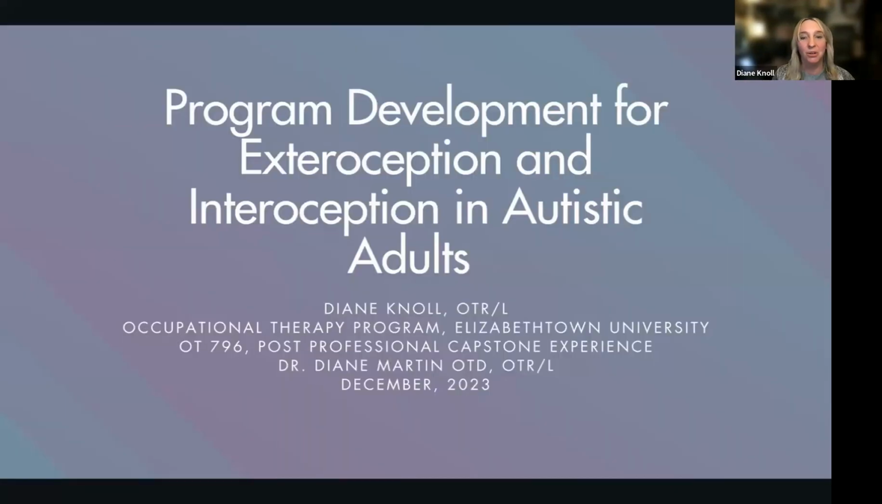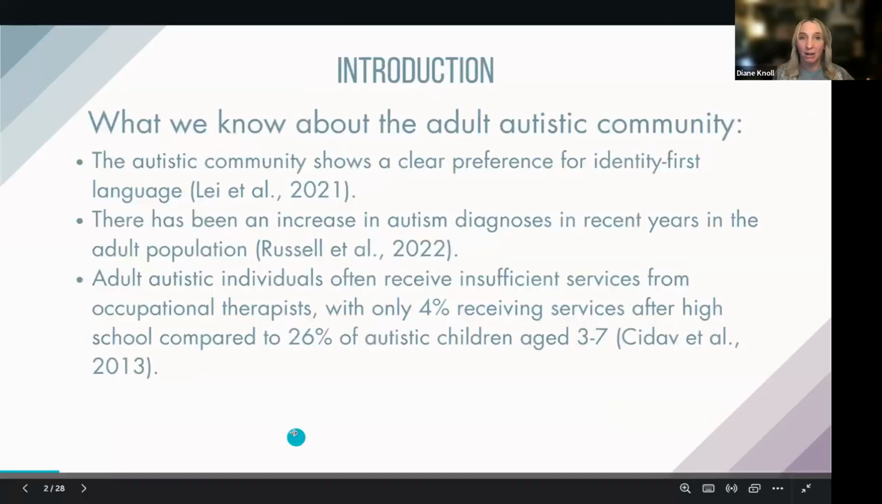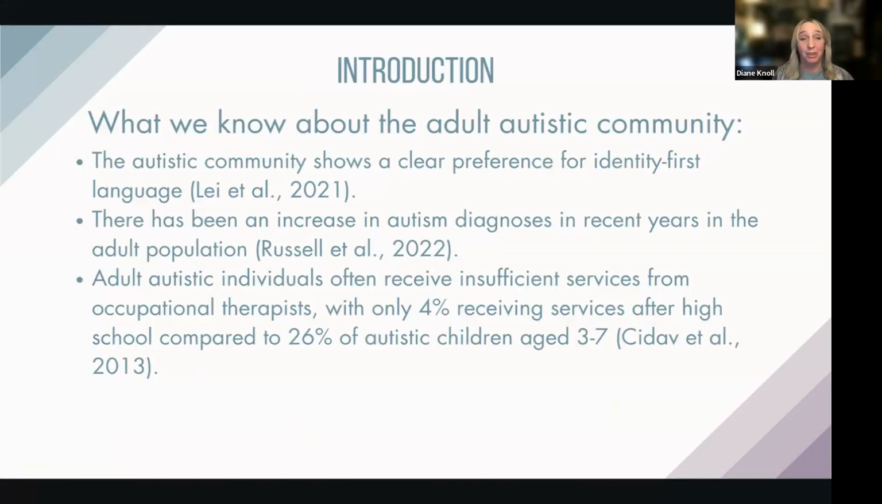Okay, so starting with what we actually know right now about the adult autistic community, the most important thing I think is knowing that they have a clear preference for identity first language. You'll see that a lot on social media. They prefer to be called autistic. So for that sake, I have referenced them in that way for my presentation.